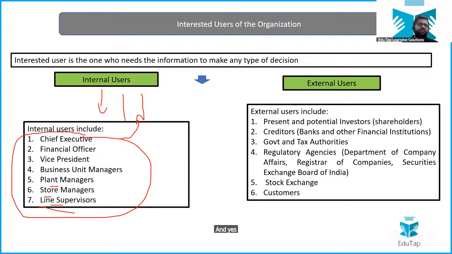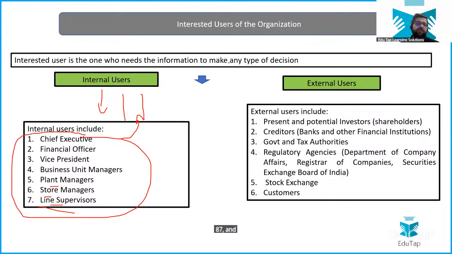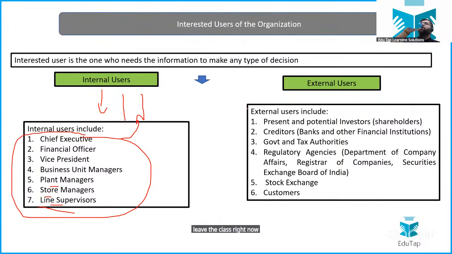And yes, in the first 2 to 3 classes, I will be going a bit slow so that everybody connects with me. And yes, how many students are sitting? 87, and I'm not able to see any replies from the 87. So if you do not participate, leave the class right now.